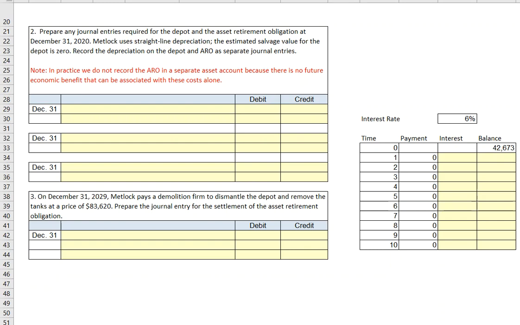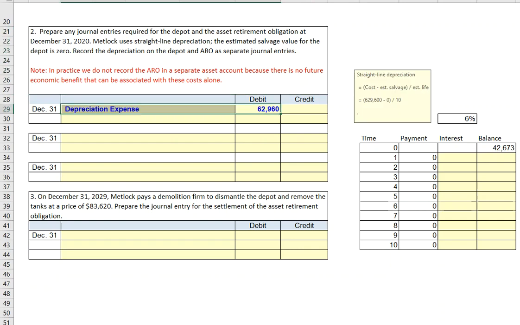So let's take a look at our journal entry for depreciation expense for the first year. We were told that the depot, which costs $629,600 and has no salvage value, has an estimated useful life of 10 years. So cost minus salvage divided by 10, depreciation expense will be $62,960, and of course we credit accumulated depreciation for the same amount.